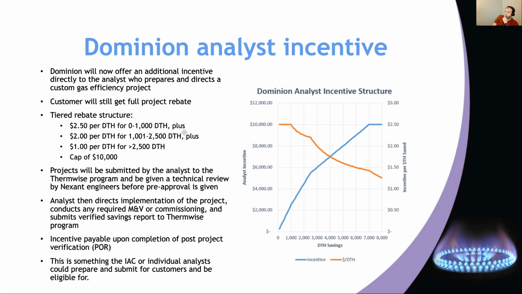I don't want to encourage individual members of the IAC to try to do this unless Cody and Julie clear it from an ethical and attribution correction standpoint. But Dominion does offer this to almost anybody who has the technical knowledge to successfully prepare and direct this project and respond to the technical review process from Nexant.